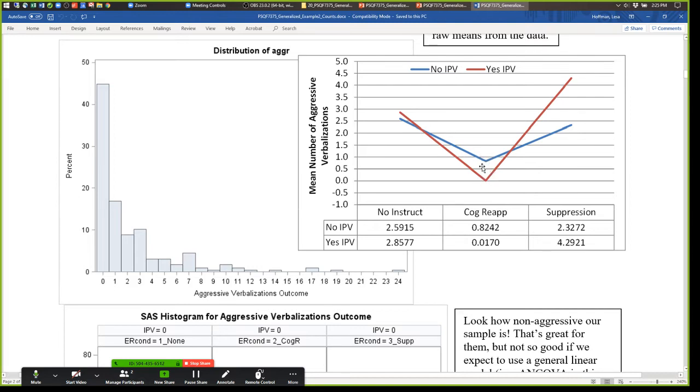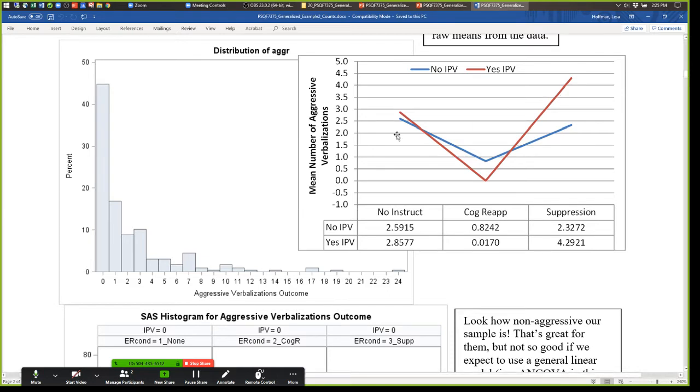And the question is, you can phrase it either way. Is the difference between people with and without IPV different across these strategy conditions? Or does the effect of strategy differ for people with or without interpartner violence?